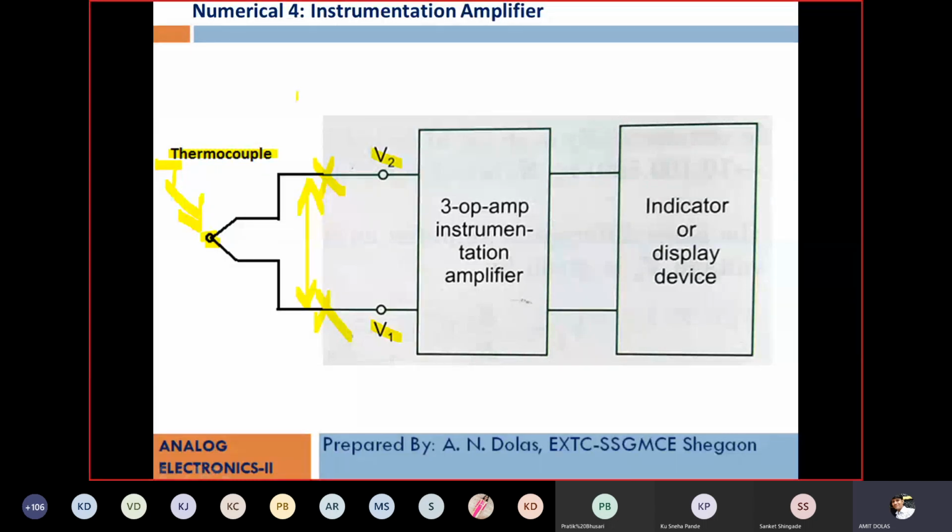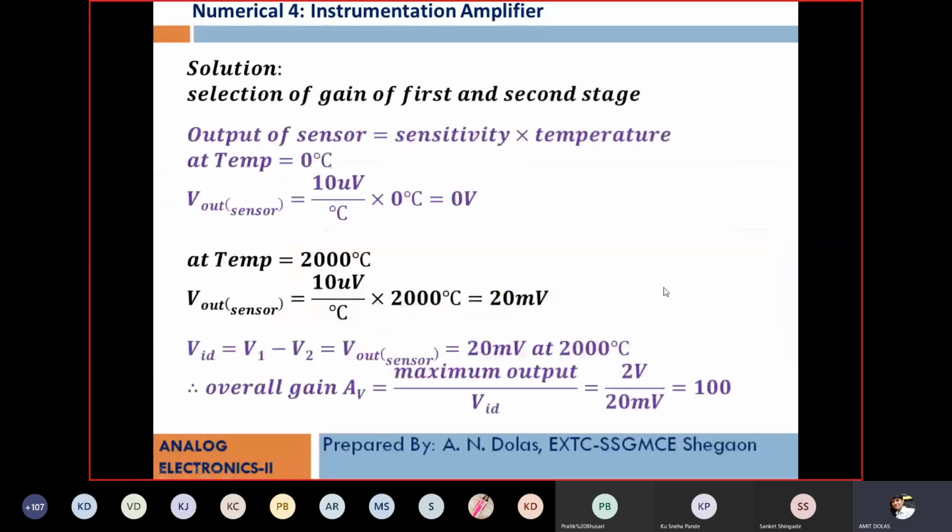10 microvolt will be amplified, 100 microvolt will be amplified, 1 volt will be amplified. Then we have to think of the gain of the instrumentation amplifier. Stages are the same, so gain will be calculated of course. What will the maximum VID be? The maximum voltage provided by the thermocouple at 2000 degrees centigrade. The maximum output of the instrumentation amplifier will be equal to the maximum input of the indicator or display. The steps are the same again, so we'll move to the solution.